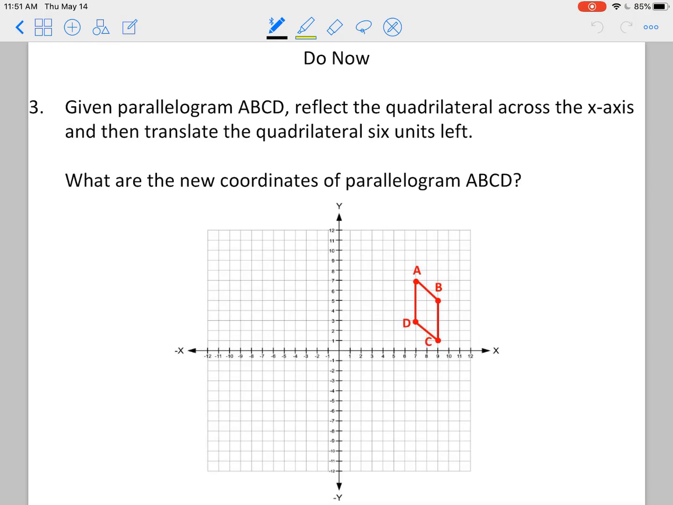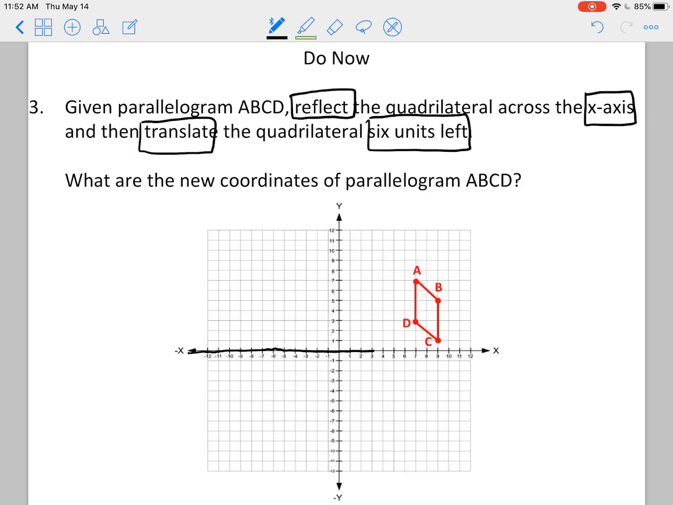Finally, we're going to take a look at transformations. So we're given parallelogram ABCD, and we are going to reflect across the x-axis. And then we are going to translate 6 units left. We want the new coordinates of parallelogram ABCD. So we're going to start with our reflection across the x-axis. It is marked here, but just as a reminder, the horizontal axis is the x-axis.